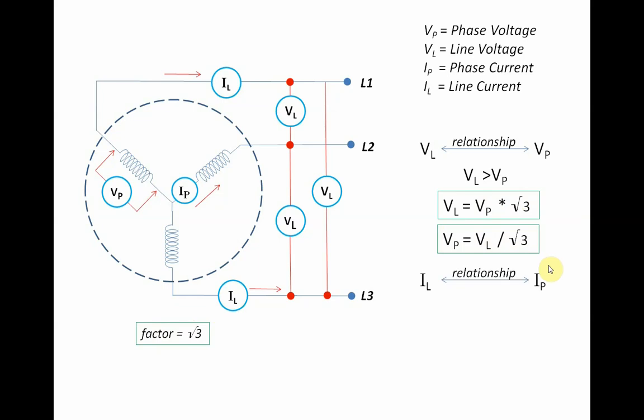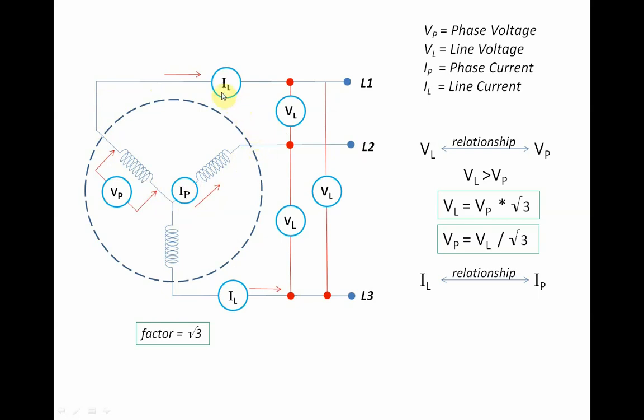The next is the relationship between current. We have IL and IP, or line current and phase current. So if we examine again, what is the relationship between line current and phase current? Where does this line current come from? If we take a look inside, where is it generated? We can say that this line current is coming from this phase current here. Also, this phase current is flowing through this line current here.